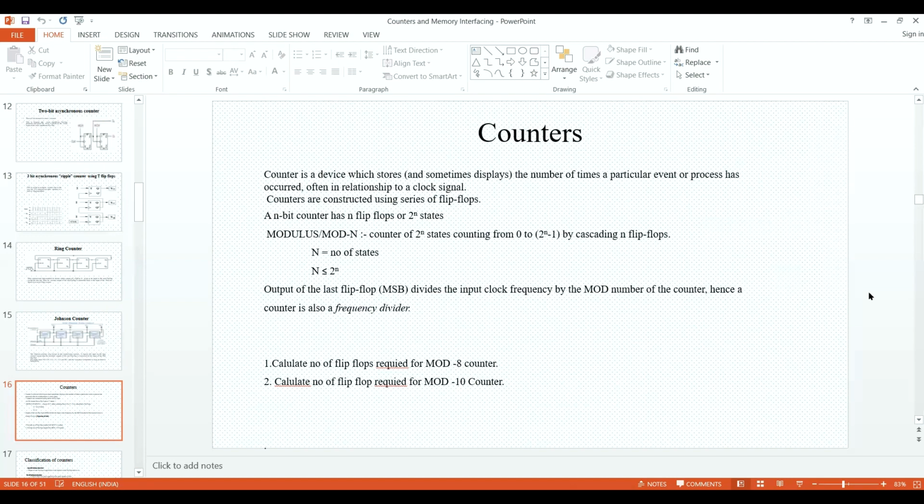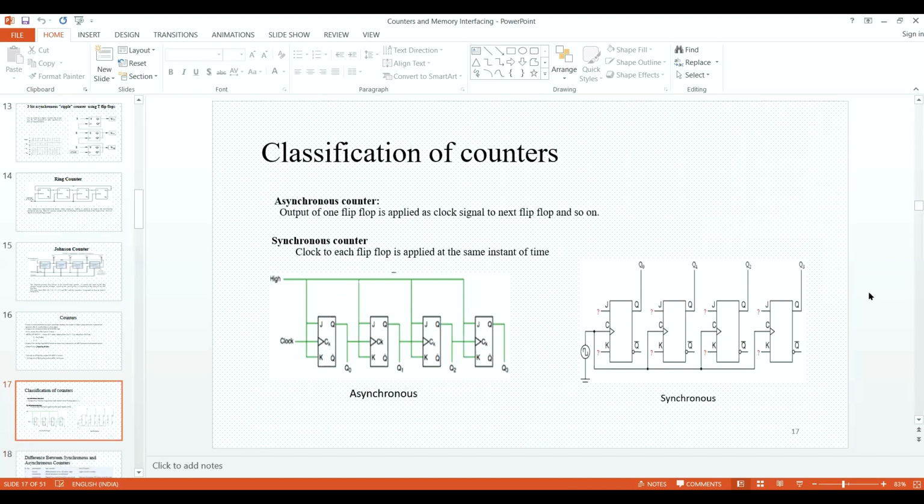This is the exercise I'm leaving to you: how many flip-flops are required for a mod-8 counter and a mod-10 counter? You can tell. And you can reply in the comment section also.